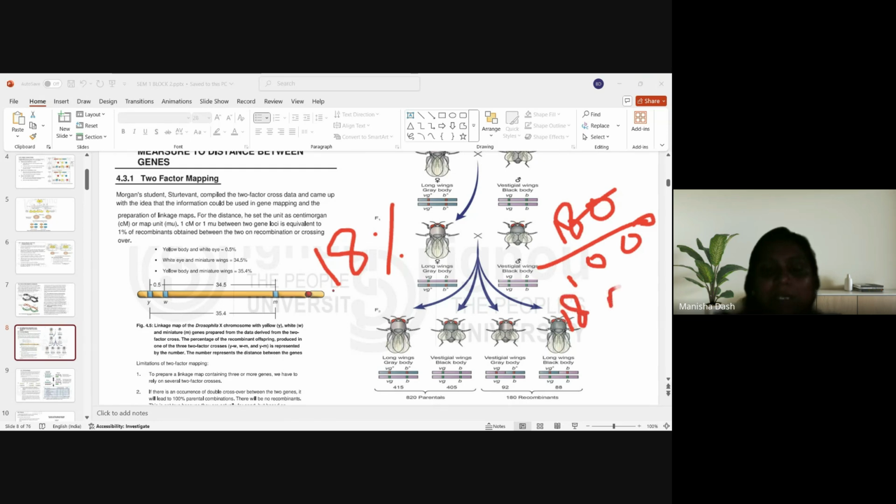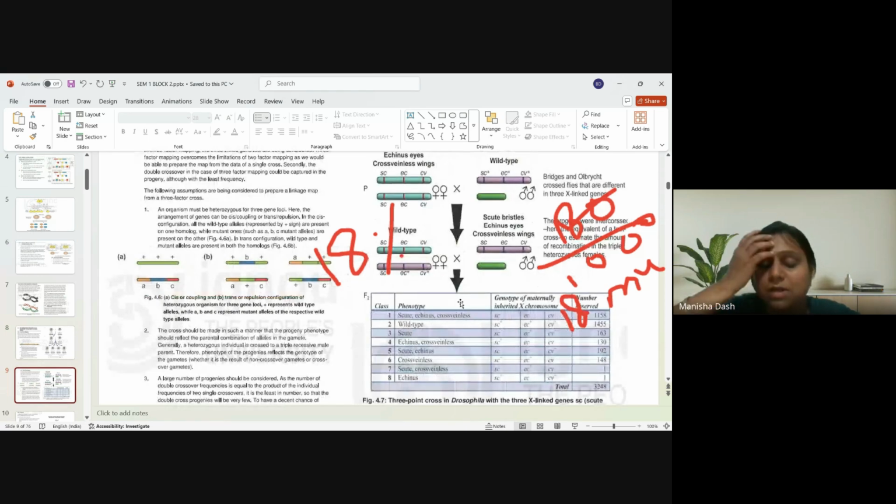So did you understand how the 2-point cross is used to calculate the map distance? Since we are considering only 2 genes here, we call it a 2-point cross or 2-factor cross. Similarly, we can have a 3-factor cross also, where 3 genes are utilized to find out the distance between the different genes that are located on the same chromosome.